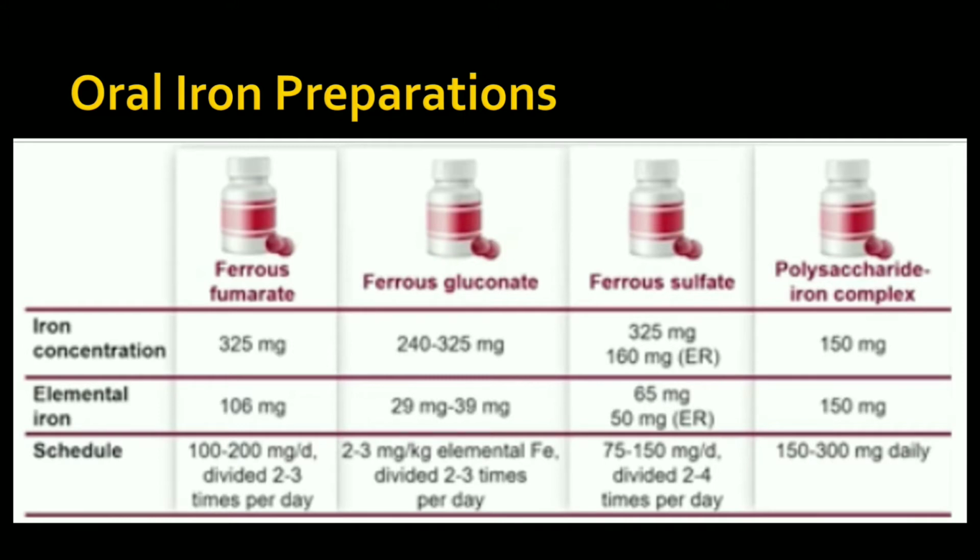So what is the recommended schedule for ferrous sulfate? 100 to 200 milligram per day, divided 2 to 3 times per day. Ferrous gluconate is given 2 to 3 milligram per kg elemental iron, divided into 2 to 3 times per day. Ferrous sulfate 75 to 150 milligram per day, divided into 2 to 4 times per day. And polysaccharide iron complex 150 to 300 milligram per day.